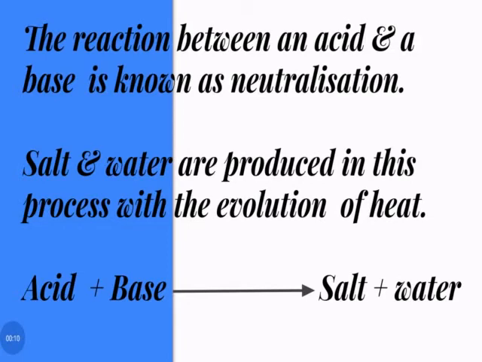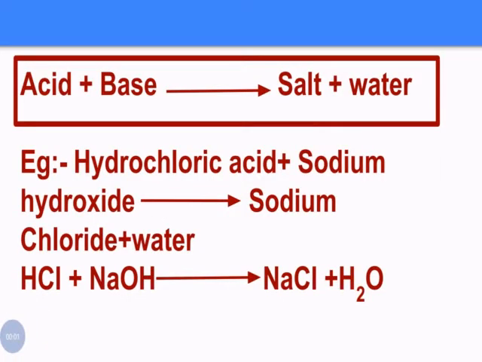Based on the name of the acid and base which we use for a reaction, the name of the salt changes. I will explain it with an example. Acid and base react with each other to form salt and water. Here you can see an example. Hydrochloric acid reacts with sodium hydroxide, which is a base, to form sodium chloride and water. Here, sodium chloride is the salt formed, that is the new substance formed. So here, acid and base reacted with each other to form salt and water.